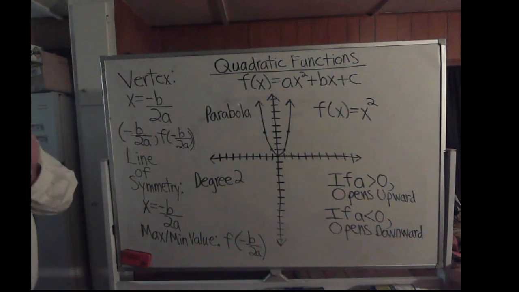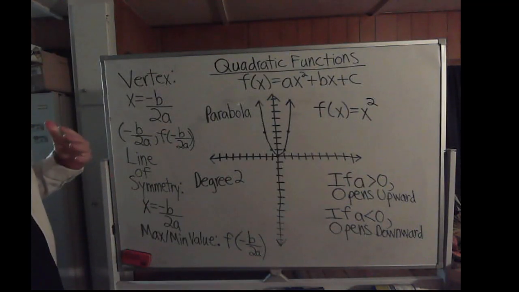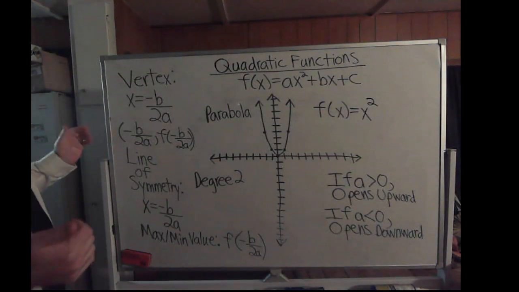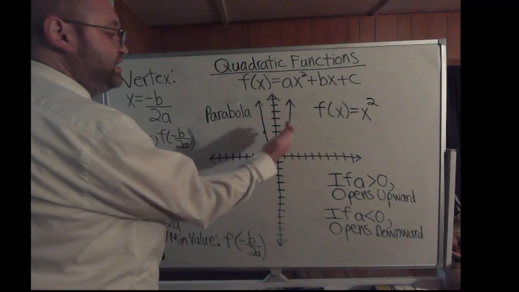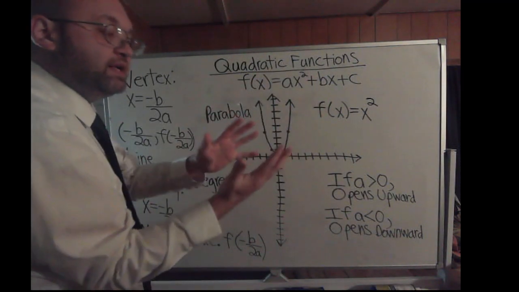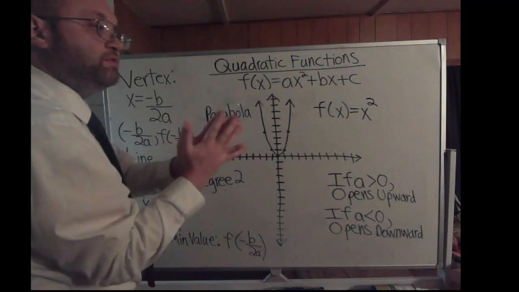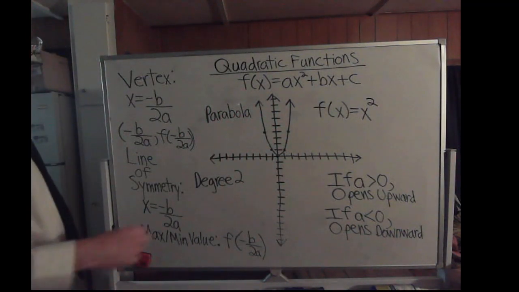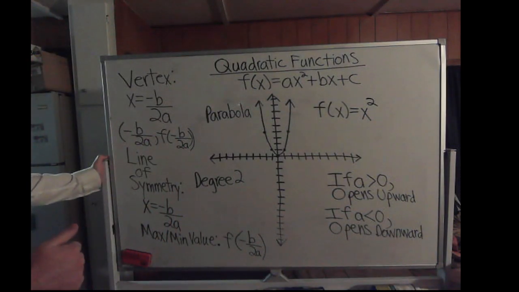A line of symmetry. So you may or may not have heard the term symmetric before. Basically, through the line of symmetry, it's like you could take this parabola, fold it in half, and it would fold in on itself. It would be identical when you fold it over. That's what the line of symmetry is.